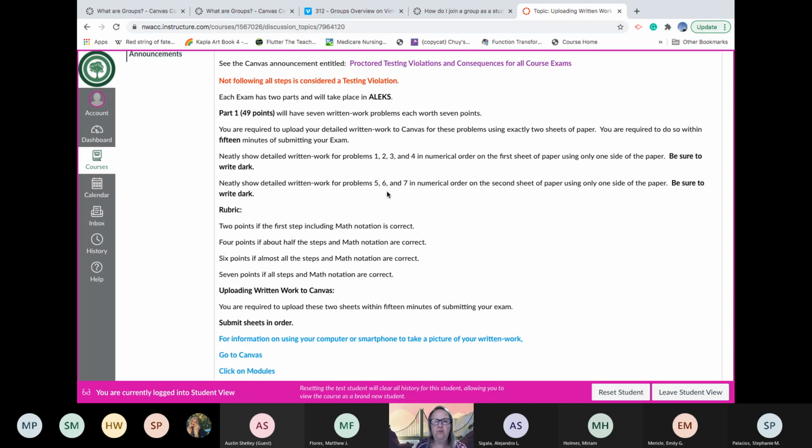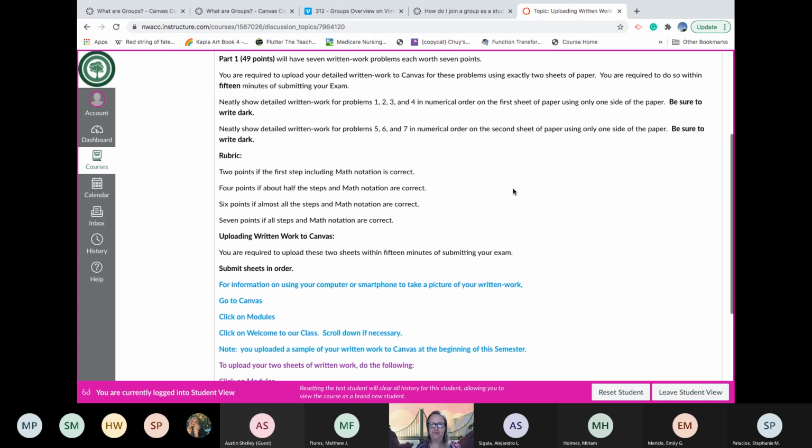Neatly show detailed written work for problems 5, 6, and 7 in numerical order on the second sheet of paper. Be sure to write dark.